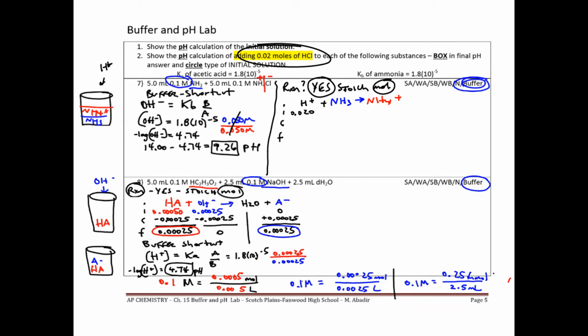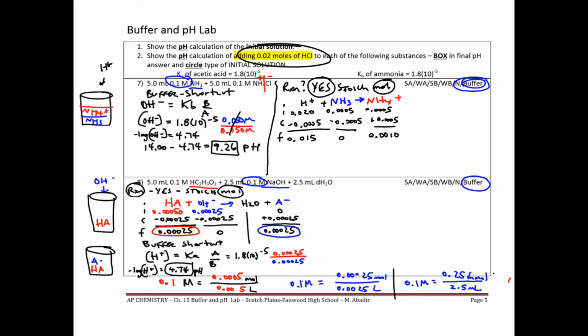Now, we've already figured out all these in the past, so I'm just going to write these in quickly. Okay, 0.0005, 0.0005. The limiting reagent is the ammonia, 0.0005. Minus 0.0005, plus 0.0005. So this is going to be 0.0010. This is going to be 0.015, and that's going to be 0.